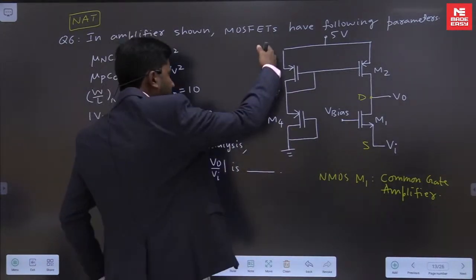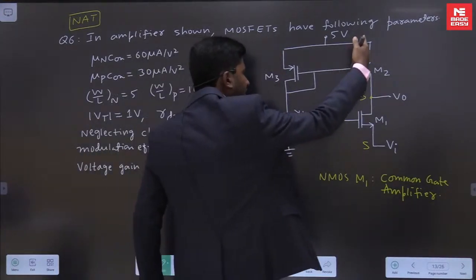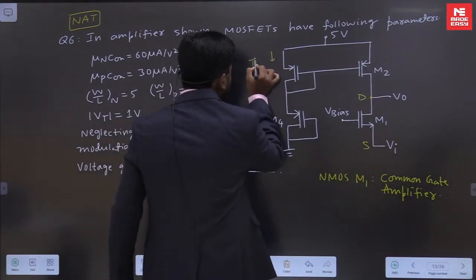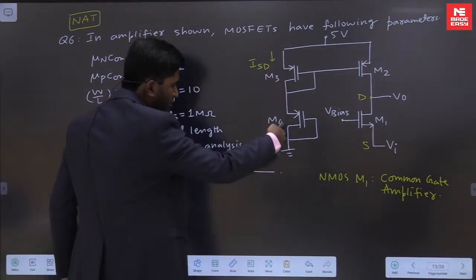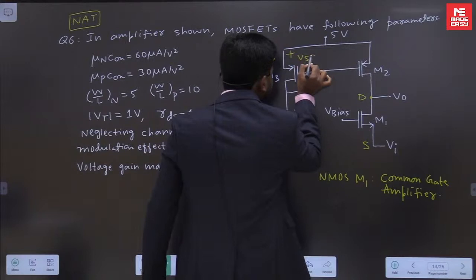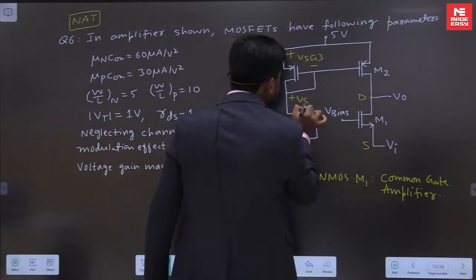First we will find the current of this branch, and whatever current flows here, the same current will flow here. Let me call this current ISD, the source to drain current of the PMOS. This you can show as VSG3. This can be taken as VSG4.